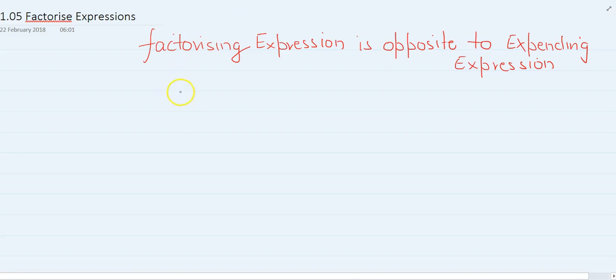Hello everybody, today we are going to learn how to factorize an expression. Factorizing an expression is just the opposite of expanding an expression.